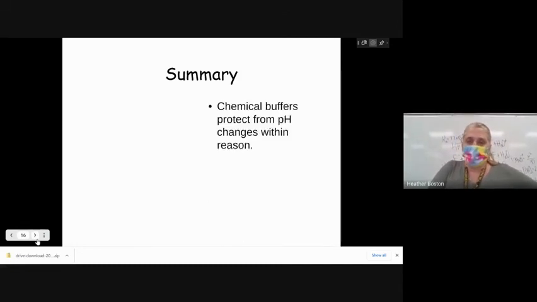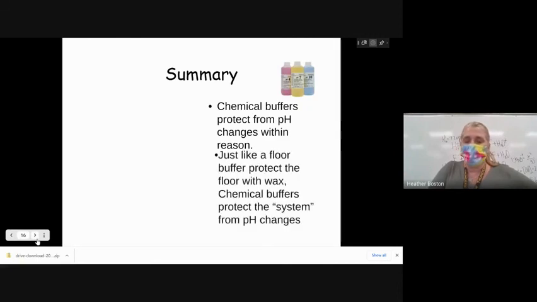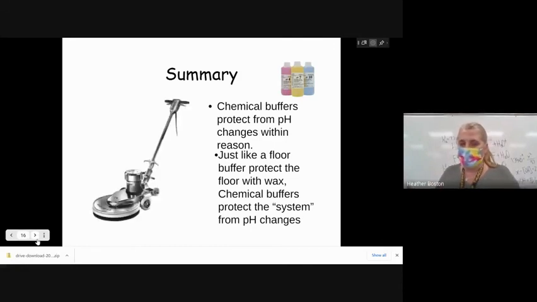So, summary, chemical buffers protect from pH changes within reason. You can't just dump a bunch of H plus or OH minus. It does protect it, just like floor buffers protect the floor with wax. Chemical buffers protect the system from pH ranges. So that's what that term buffer means.